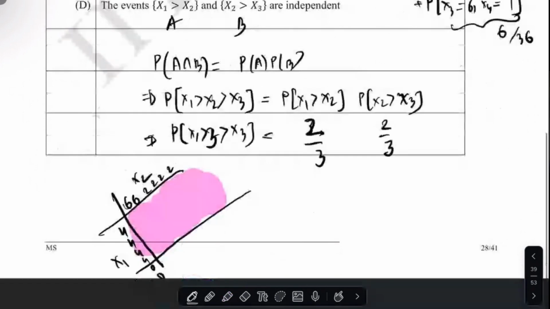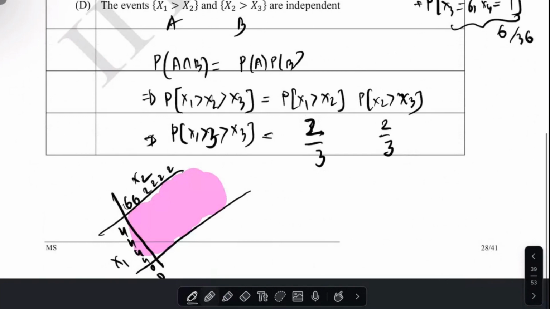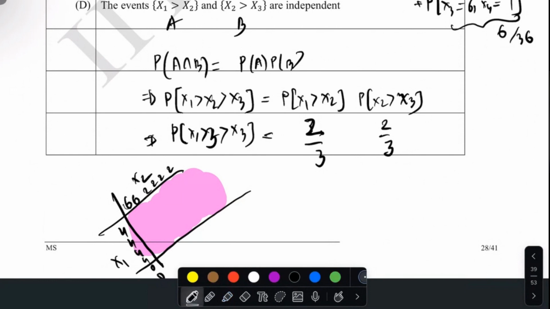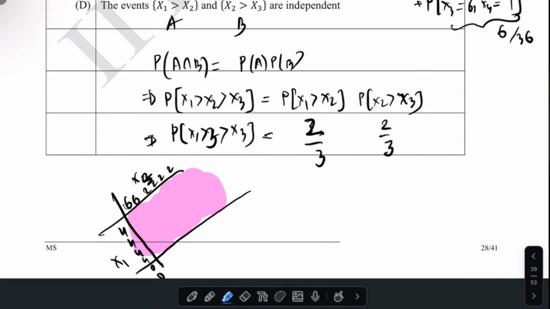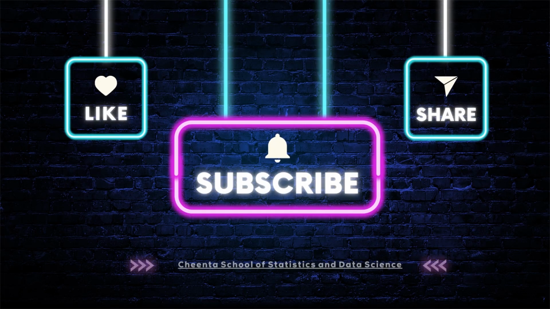X1 greater than 3 and X3 less than 3, because X2 is equal to 3 in all cases. Sorry for the notational misuse. So the common region is this. How many pairs are there? 4 into 4, 16. So 16 by 36, which is 4 by 9, which is 2 by 3 times 2 by 3. Hence it's independent.